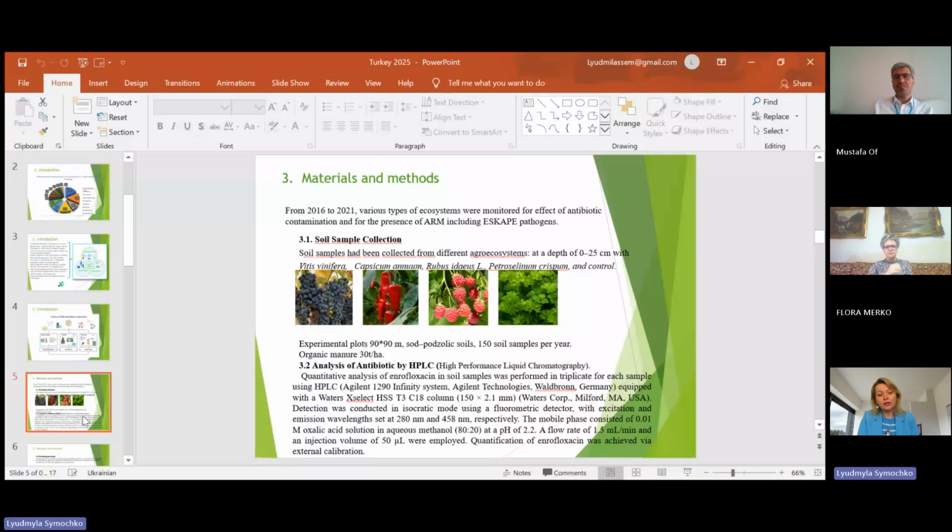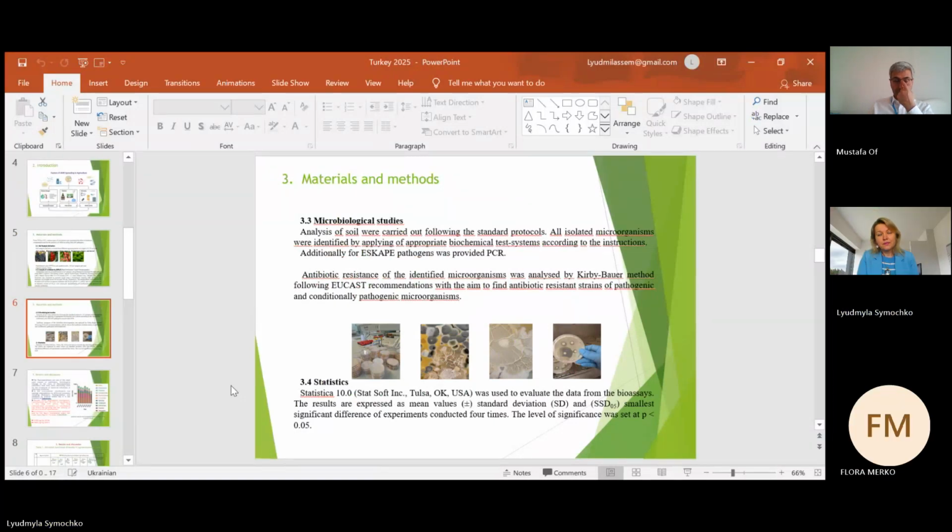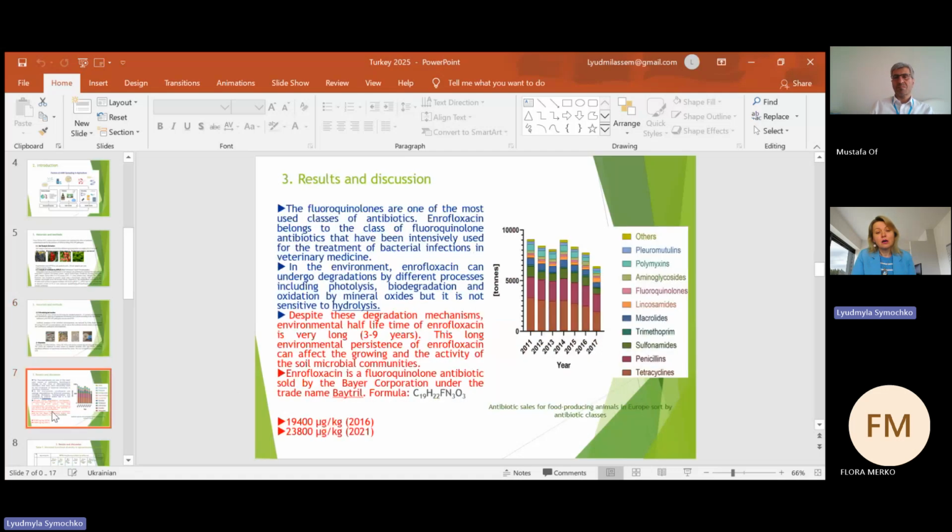And also, one of the most important tasks is to find a bioremediation approach which will allow us to improve generally the ecological status of such contaminated soil. And actually, this approach could be implemented, for example, for agricultural soils contaminated by antibiotics. In our study, we used fluoroquinolone.